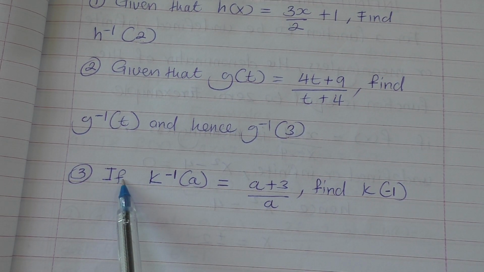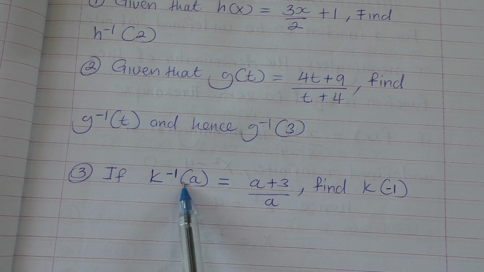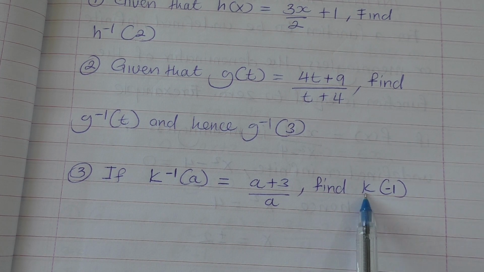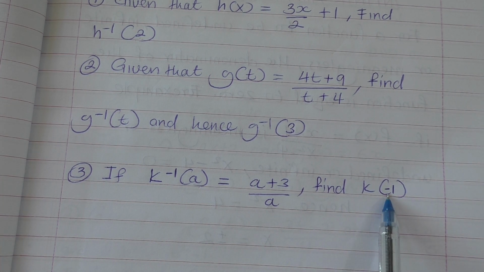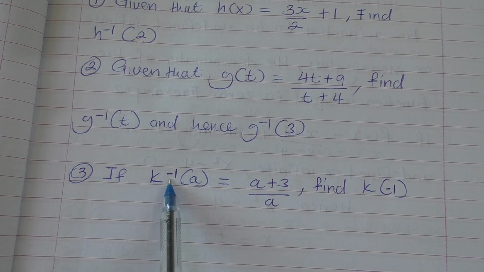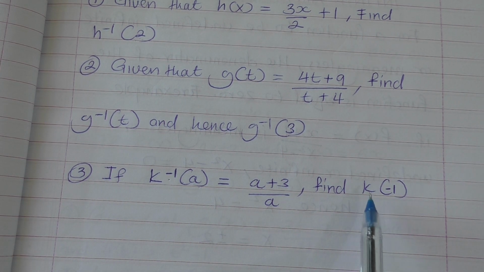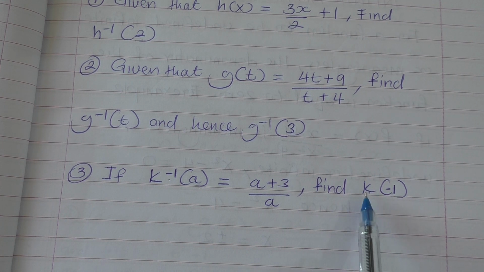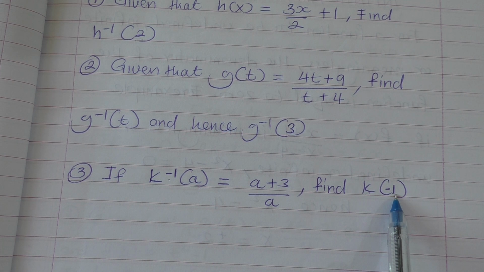In number 3, we are instead given the k inverse of a, and they want us to get k of -1. So in number 3, we are instead given the inverse. They want us to get the function. But to get the function k of -1, first get the function k of a. And then you replace a with the -1.